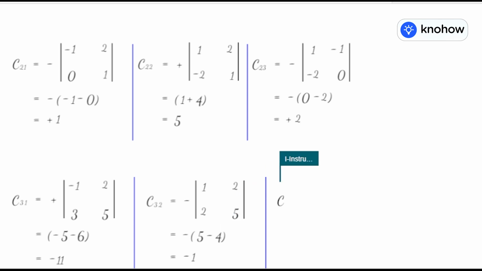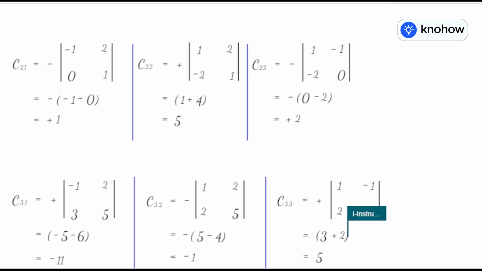For C33, the sign is plus. Delete the row and column through A33. You get 1, minus 1, 2, 3. And when you work it out, you get 1 into 3, 3, and minus minus plus 2. So you get 5. So we have worked out all these. Here in this particular question, I have shown everything in detail. But later in the exam, it is up to you if you can work it out orally or whatever.